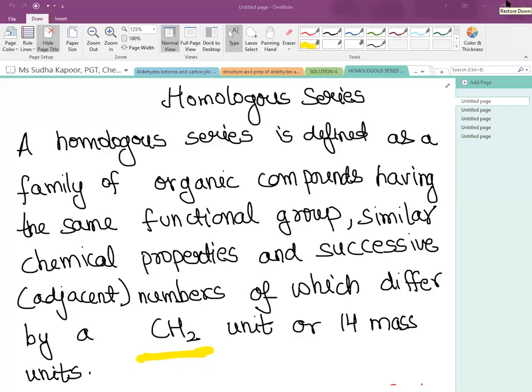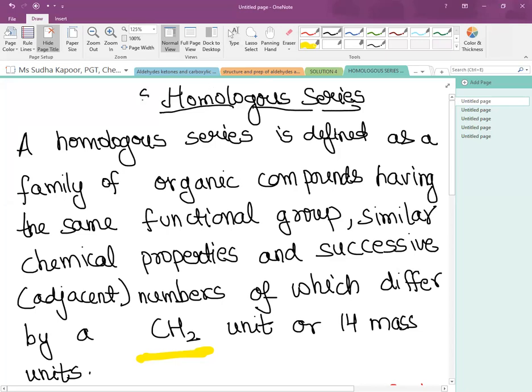Hello students, in today's video we are going to discuss the homologous series in carbon compounds and the introduction of the nomenclature part. So in class 10th, the carbon compounds lesson includes a topic, homologous series.